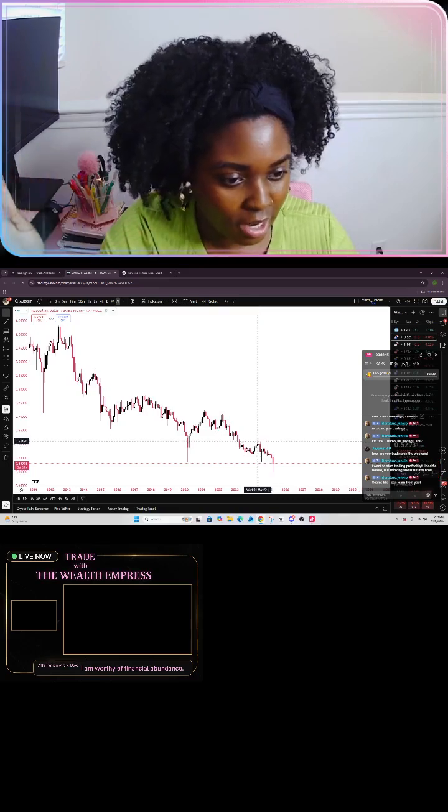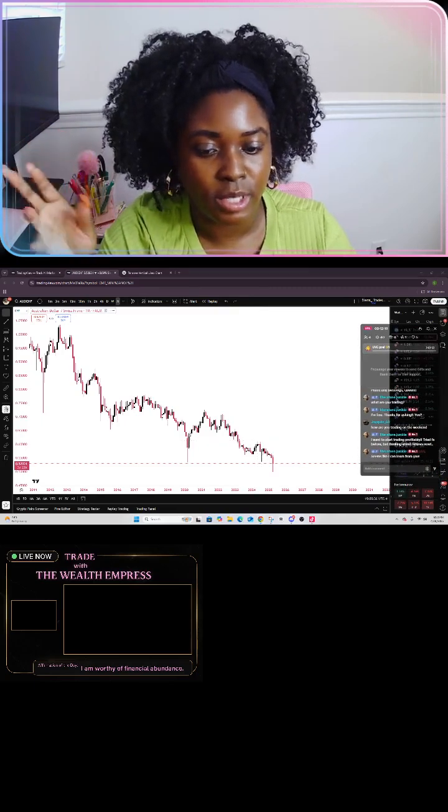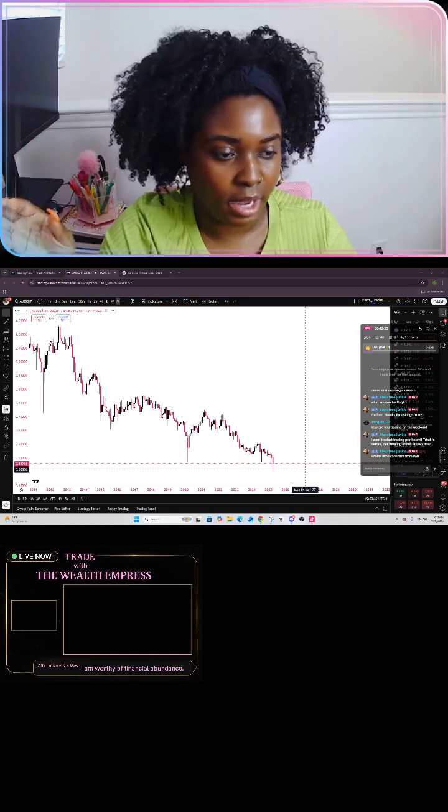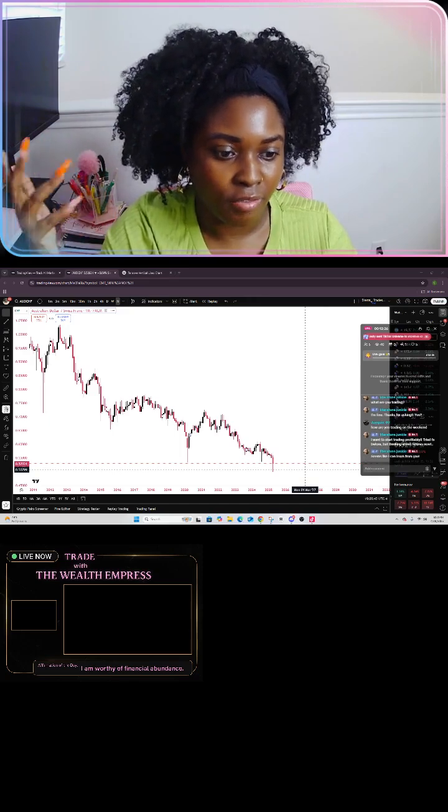So if you're new here, I trade ICT with CRT range. And what we're doing today is marking up CRT ranges on everything so that this is one less step we have to do next week, okay?